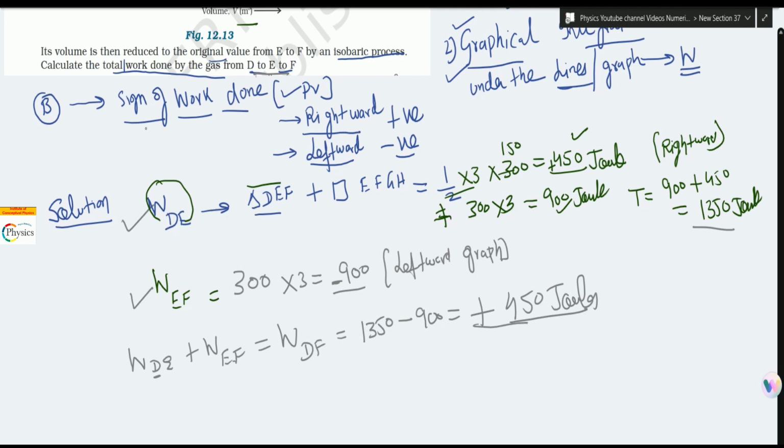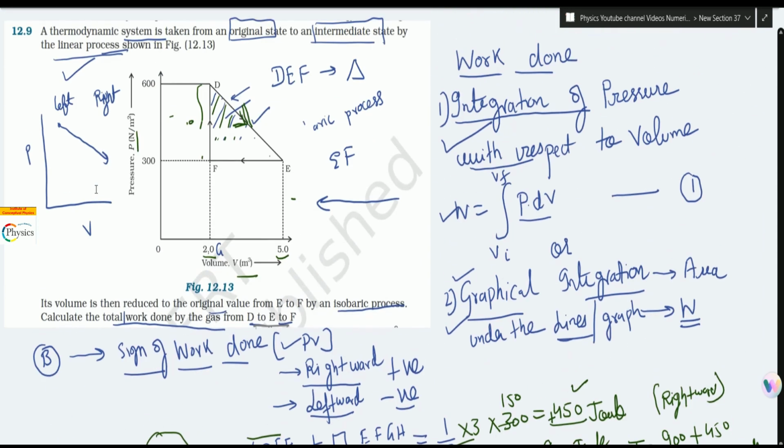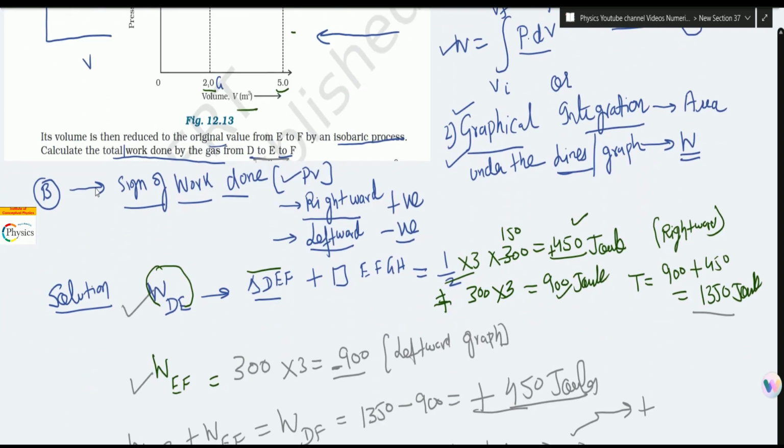Calculations are never difficult. Solutions are never difficult. What is most difficult is explanation. This particular video will ensure that for the rest of your life, you will never forget that rightward works are positive. For lines moving leftward, the work done is negative. The rest is calculation of graphs or integrals using integration calculus. So this particular numerical taught you how to find the work done and also how to decide the sign of the work done.